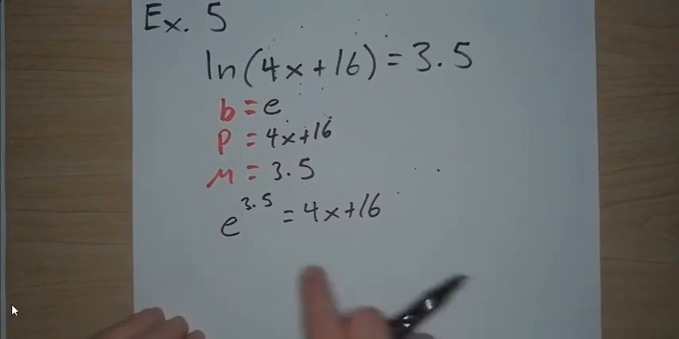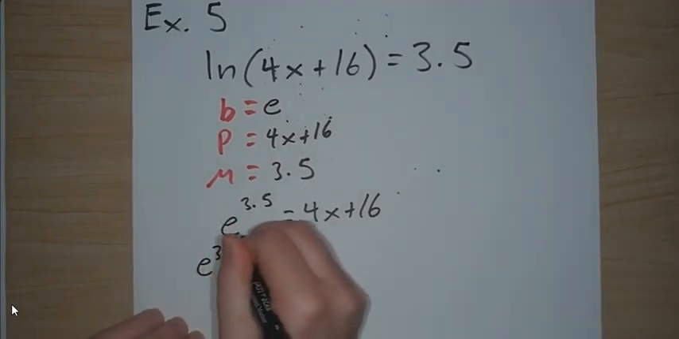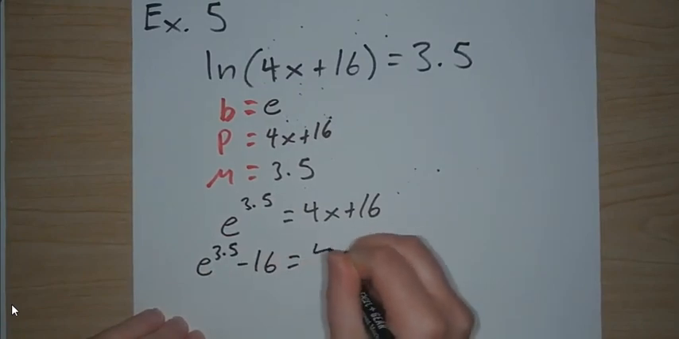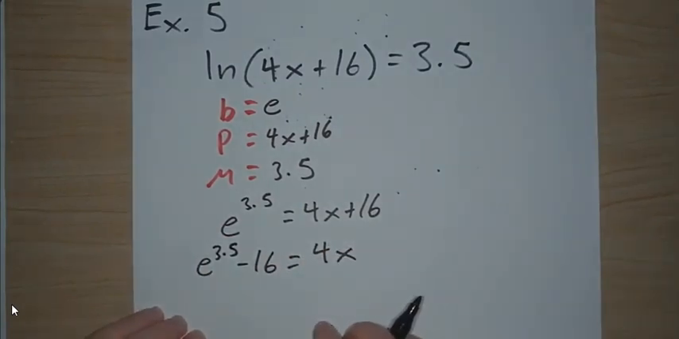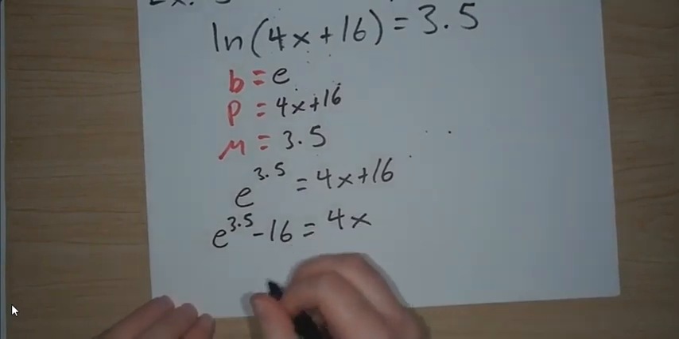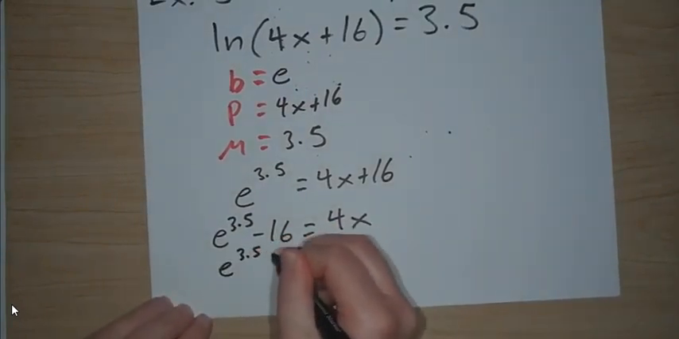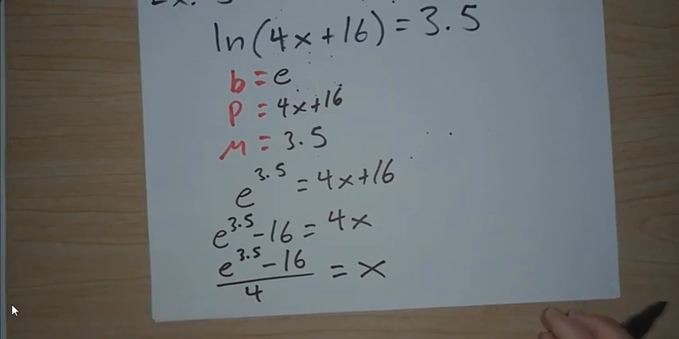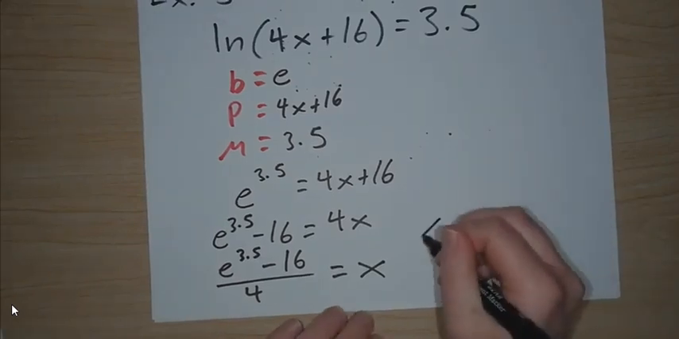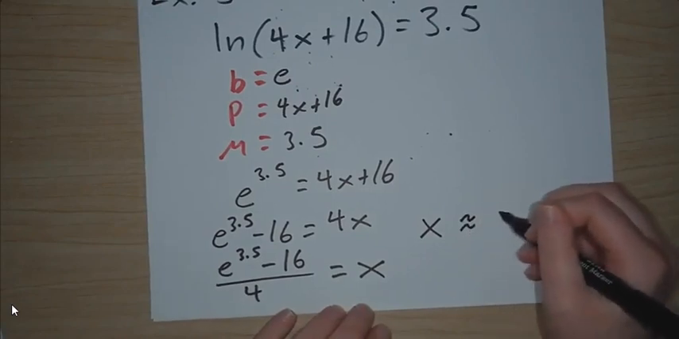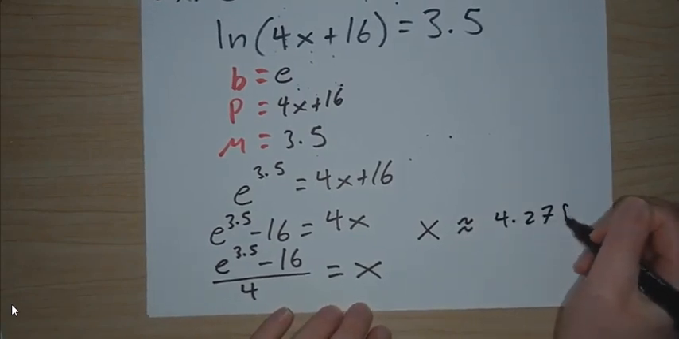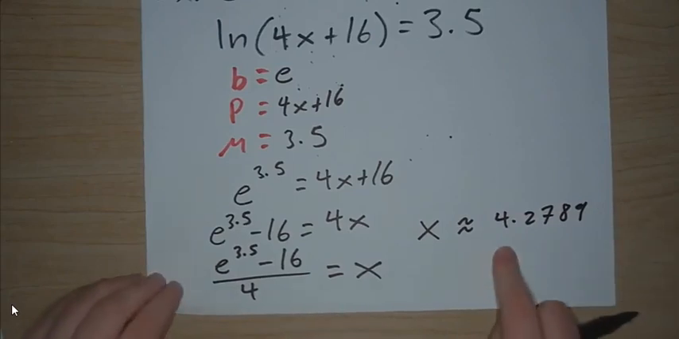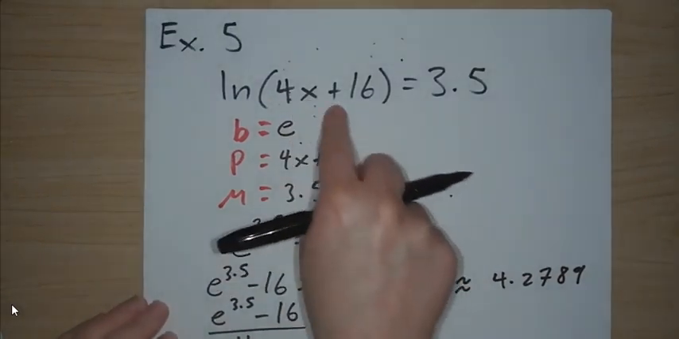So we're going to subtract 16 from both sides. So e to the 3.5 minus 16 is equal to 4x. And then divide by 4 on both sides. So we have e to the 3.5 minus 16, divided by 4, is equal to x. And if you plug that into a calculator, you get x is about 4.2789.